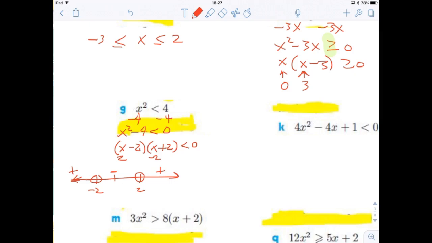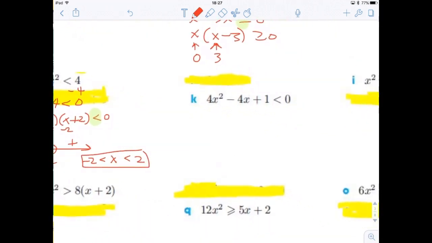So in this case, what are we looking for? We're looking for values of the function that are less than 0. So we would want actually this interval here, which is when it's negative, and we would not include the critical values because the critical values make it 0, and we want it to be less than 0. So in this case, we would say x is between negative 2 and 2. Okay, let's go to K.